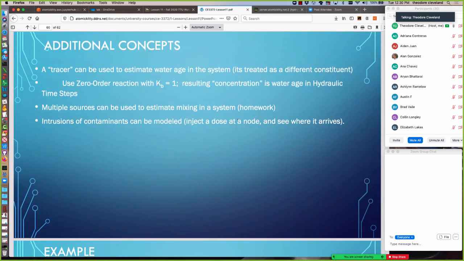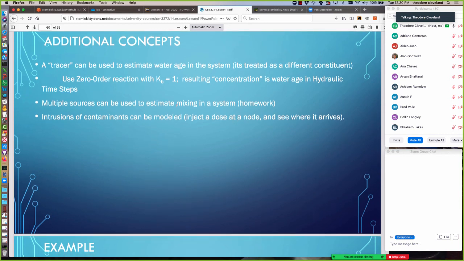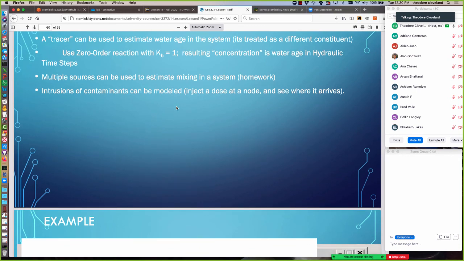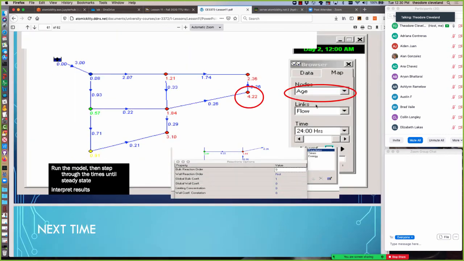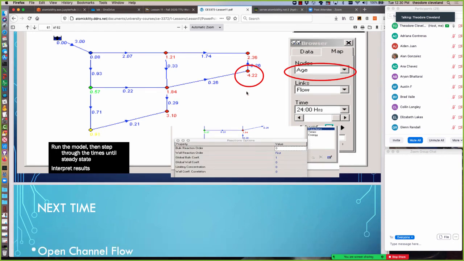Some additional concepts is we can use tracers to estimate water age in the system. It's just another constituent. We use a zero order reaction with a bulk coefficient of 1, and the resulting concentration is water age in hydraulic time steps. It's possible to use multiple sources to estimate mixing in a system, and we can do contaminant intrusions by injecting a dose at a node and seeing where it arrives. So here's an example doing water age. So in this case, the water is 4.22 hours old when it gets to that node.